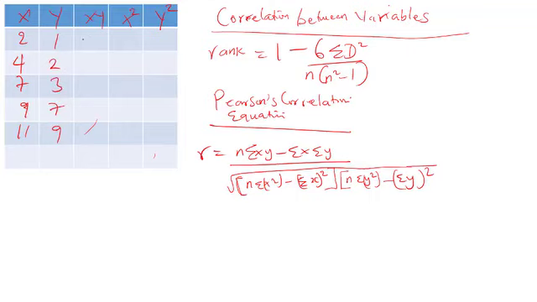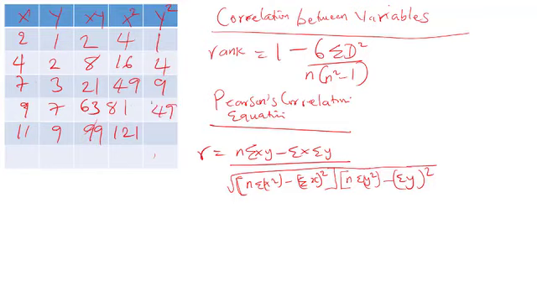For xy, 2 times 1 is 2, 4 times 2 is 8, 7 times 3 is 21, 9 times 7 is 63, and 11 times 9 is 99. Now let's look for our x square. 2 square is 4, 4 square is 16, 7 square is 49, 9 square is 81, and 11 square is 121. Then let's do that of y. 1 square is 1, 2 square is 4, 3 square is 9, 49, and here we have 81.